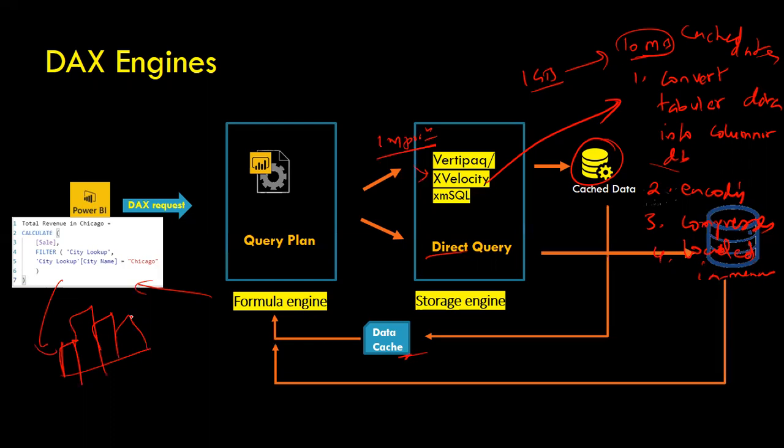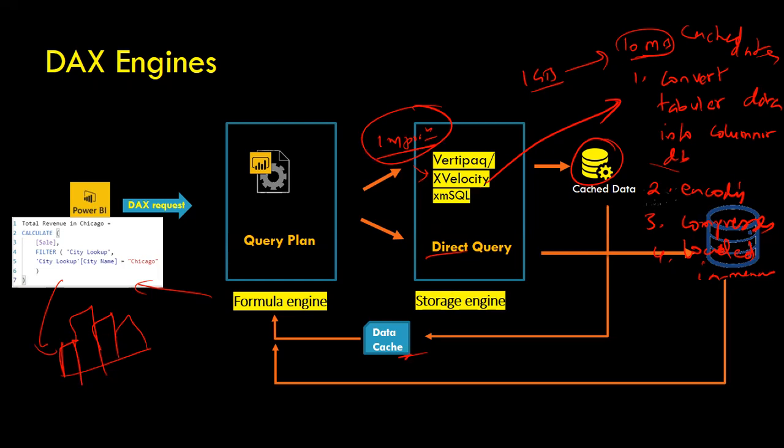Got it? So it reads the data source and transforms the data into columnar structure, and encodes and compresses the data within each of the columns. In the case of import mode, the Xvelocity is responsible for that. And then it establishes the dictionary and index for each of the columns. We will see that a little later.